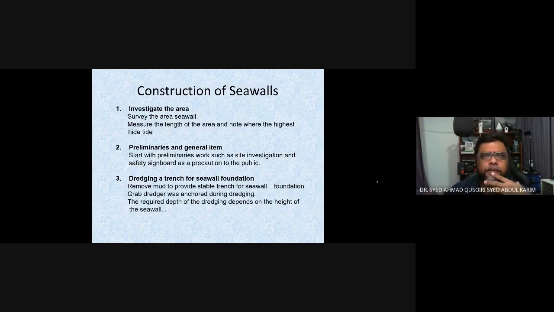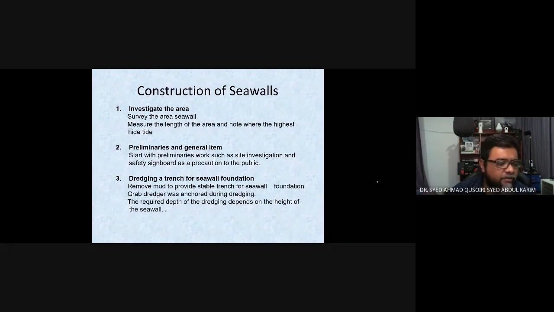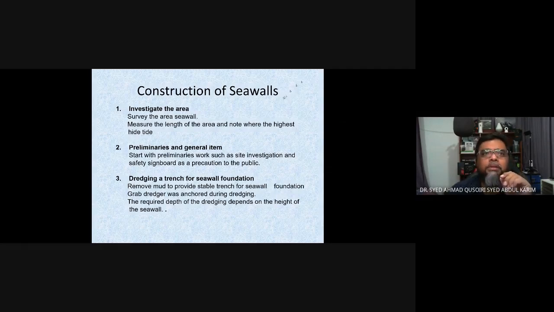Preliminary work, and then dredging for seawall foundation. This is very important because the solid bedrock at the shoreline needs to be accessed to build a strong wall. If that wall is not properly anchored to the bedrock, in a couple of years, your wall will come off. So the bedrock is very important.